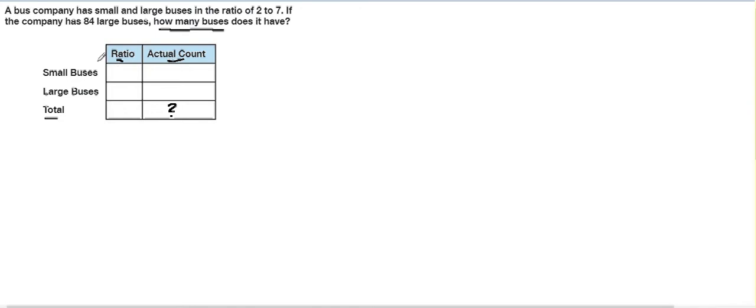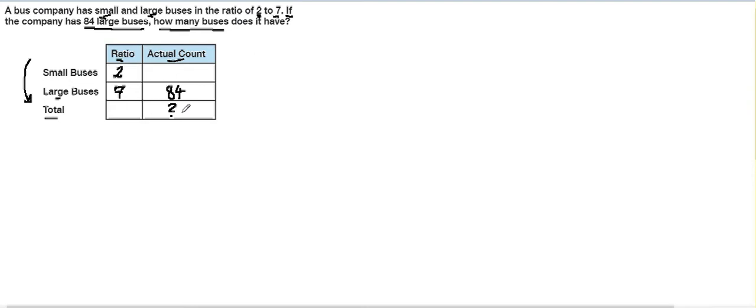And then down the left-hand side here, we've got small buses and large buses, the 2 quantities they gave us. Ratio means what its ratio is reduced. Ratio of 2 to 7, it always follows in order. Small was first, so small is 2. Large was second, so large is 7. Okay? Then the actual count. If actual count is 84 large buses. 84 large buses. All right?